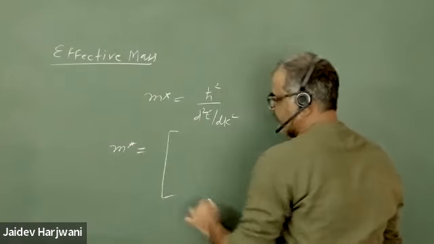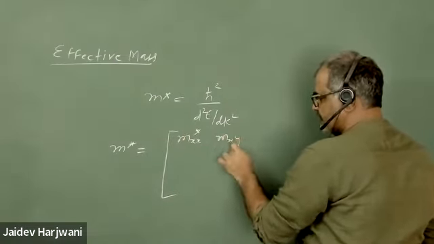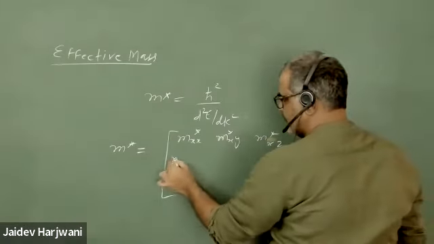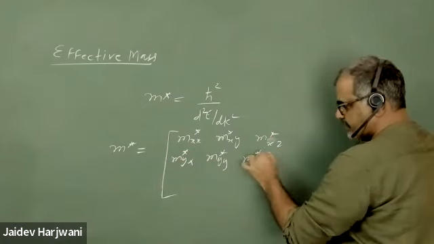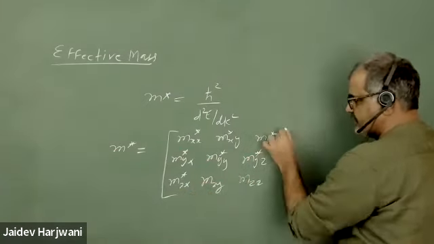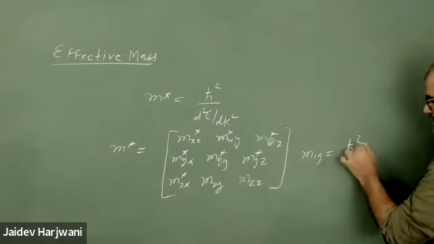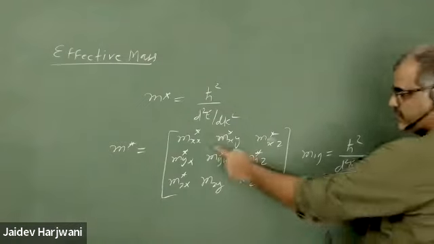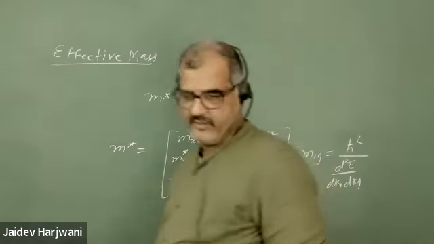So in general, if I want to calculate my effective mass, the formula is mxx, mxy, mxz, myx, myy, myz, and then mzx, mzy, and mzz, where mij is equal to ħ² divided by d²E/dki dkj. So if you want to calculate mxx, you simply need to calculate d²E/dkx². So this is your general formula for effective mass.